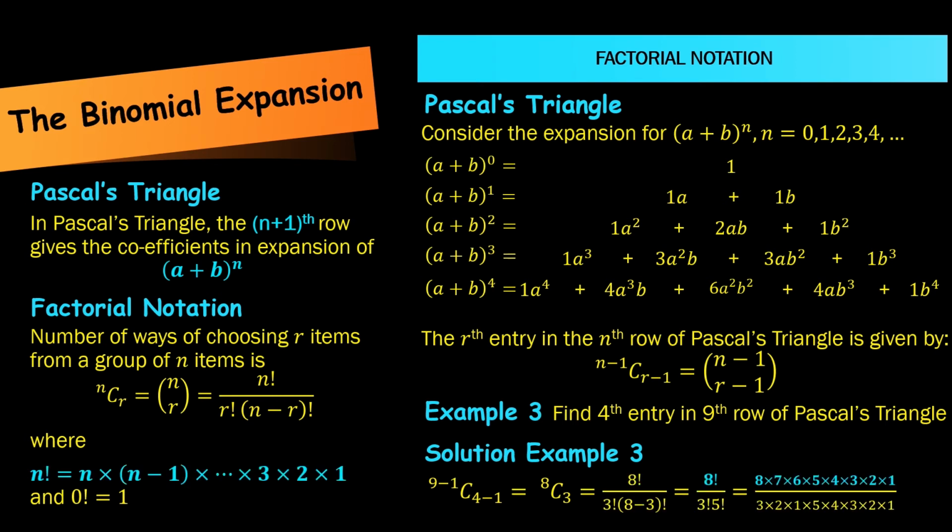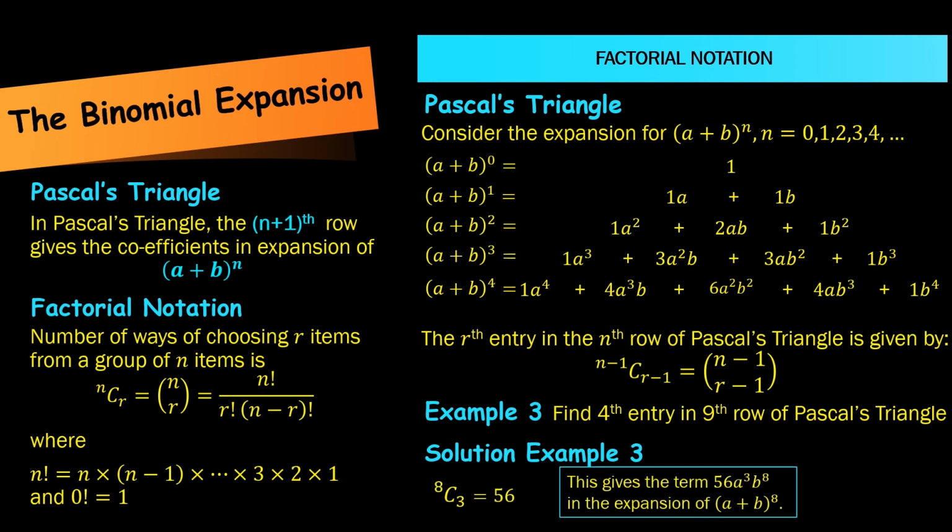And we can tidy up once we've done that. First, we can expand if we're not confident with this as shown. And then we can cancel. To give us 56. This gives the term 56a cubed b to the power 8 in the expansion of a plus b all raised to the power 8.